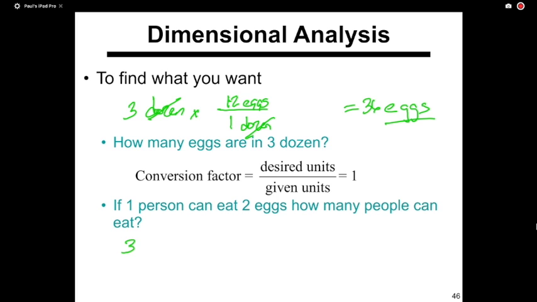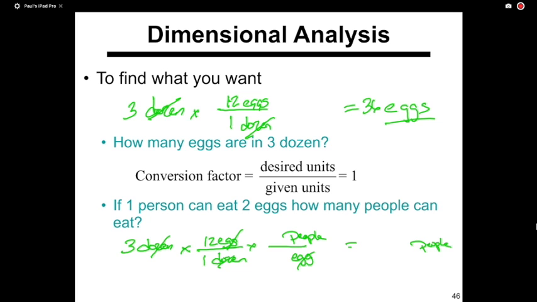And so if I start with my 3 dozen, again, I've already converted the dozen into eggs. Okay, and now we say this. We know there is a conversion between eggs and people. People is what we want at the end. And that conversion factor, in this case, we now know that the units are right because dozens cancel out and eggs cancel out and I'm left with people. But the numerical value, what goes with what? What number goes with people? 1. And what number goes with eggs?